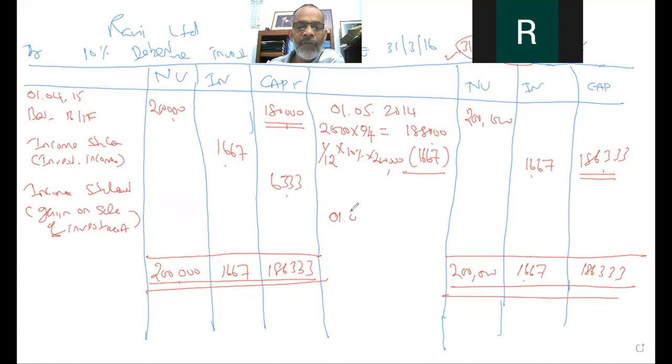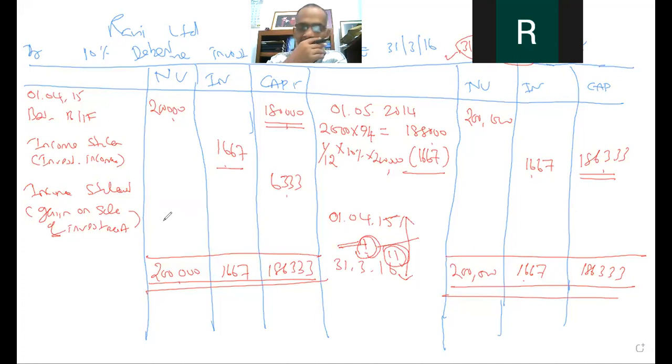Our period is 1st April 2015, Ravi's period, to the end of 31st March 2016. During this period, Ravi was owner for how many months? One month. Yes, one month. During the period Ravi was owner for one month, and Mohan was owner for 11 months. Mohan will be recorded for 11 months, but we are interested only in Ravi's ledger. That is why we have recorded one month. One month interest is 1,667. Is it okay?